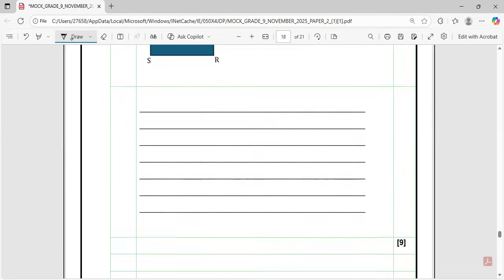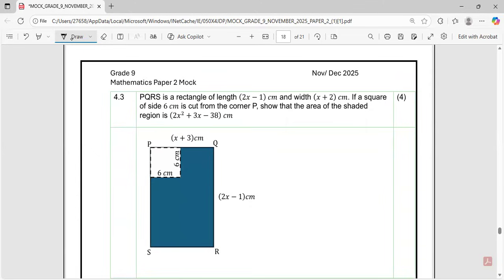And then coming to this one now, in fact, the last question. PQRS is a rectangle. Rectangle, what do we know about it? Opposite sides are equal, meaning this side here is also x plus 3. We know that this side is also 2x minus 1. If a square of side 6 is cut from the P corner, show that the area of the shaded region is that much. All right? So we want the area of the shaded part only.